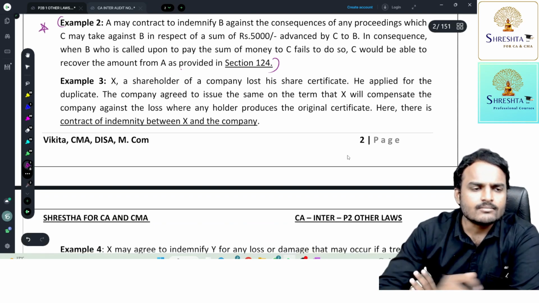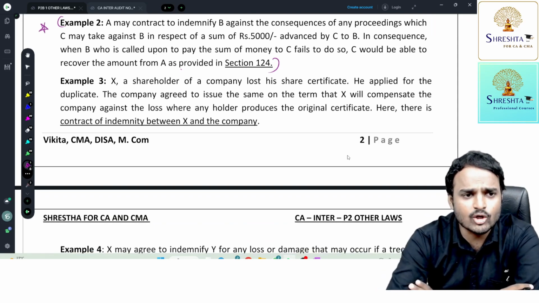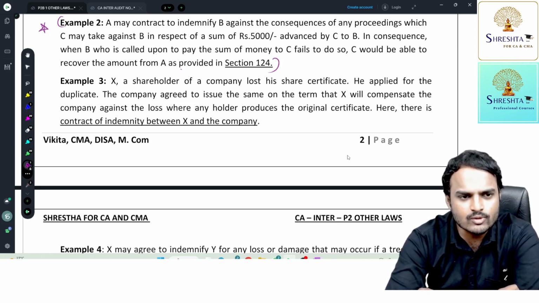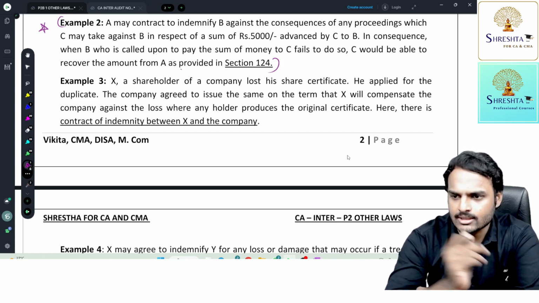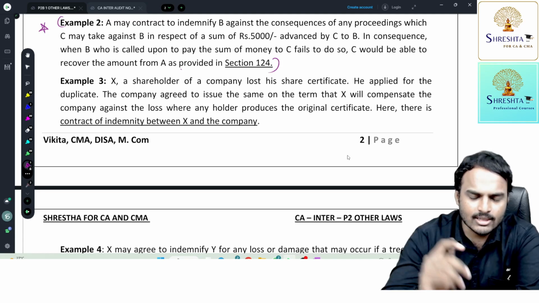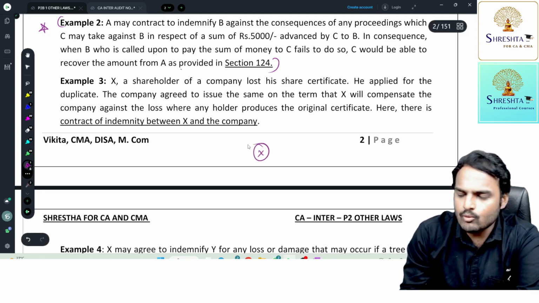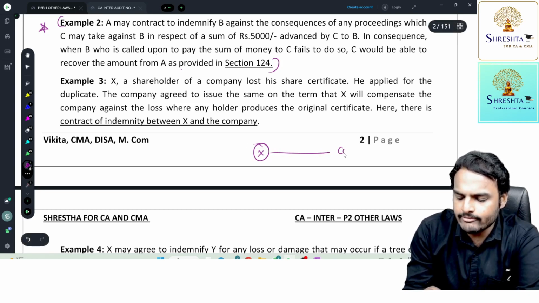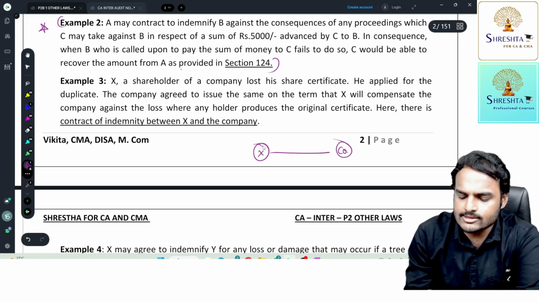Example 3. X, a shareholder of the company, lost his share certificate. He applied for a duplicate. The company agreed to issue the same on the term that X will compensate the company against the loss where any holder produces the original certificate. Here there is a contract of indemnity between X and the company, similar to our railway receipt example. X is the original shareholder of the company. This X lost the share certificate and approached the company.